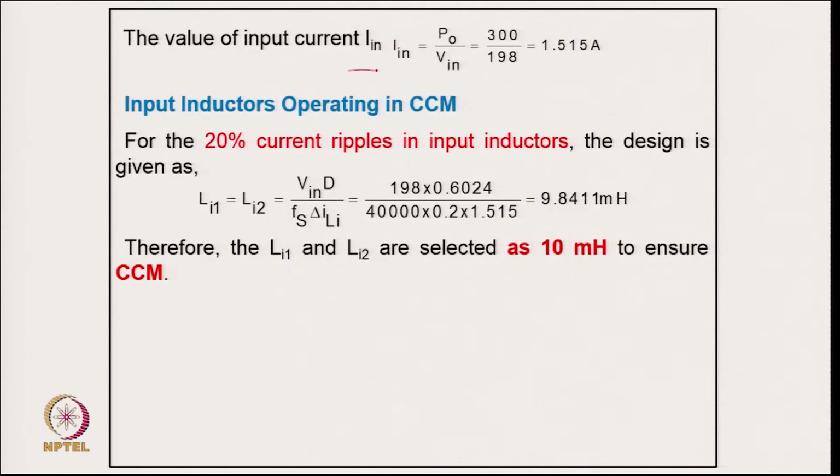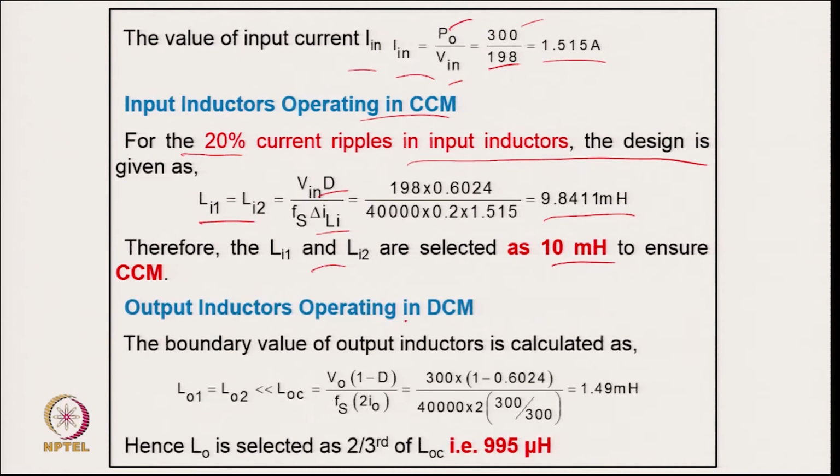Now, coming to the calculation of the average input current, that is from power divided by the average input voltage. So, 300 upon 198, and it comes to 1.515 ampere, and the input inductors are operating in continuous conduction mode. So, for 20% current ripple in the input inductor, we can calculate the input inductors from this relation corresponding to the on period. It comes to 9.841 millihenry, therefore the two inductors L1 are selected as 10 millihenry to ensure continuous conduction mode of these inductors over a wide operating range of either input voltage or load.